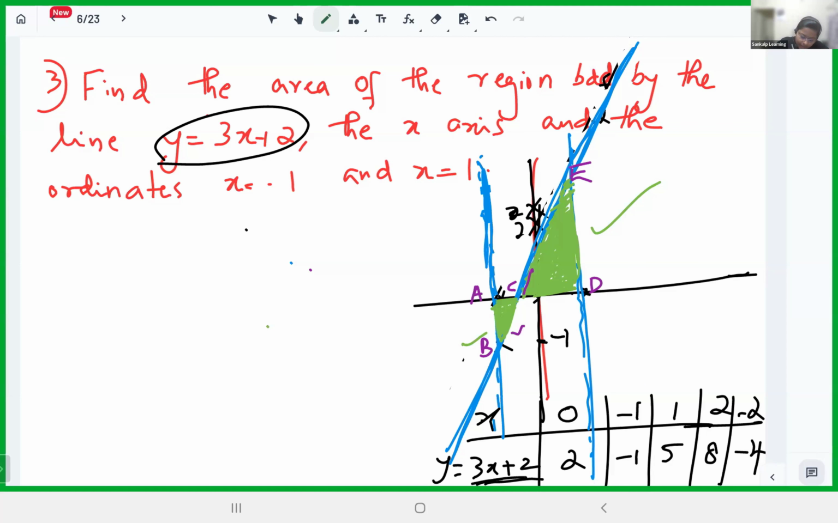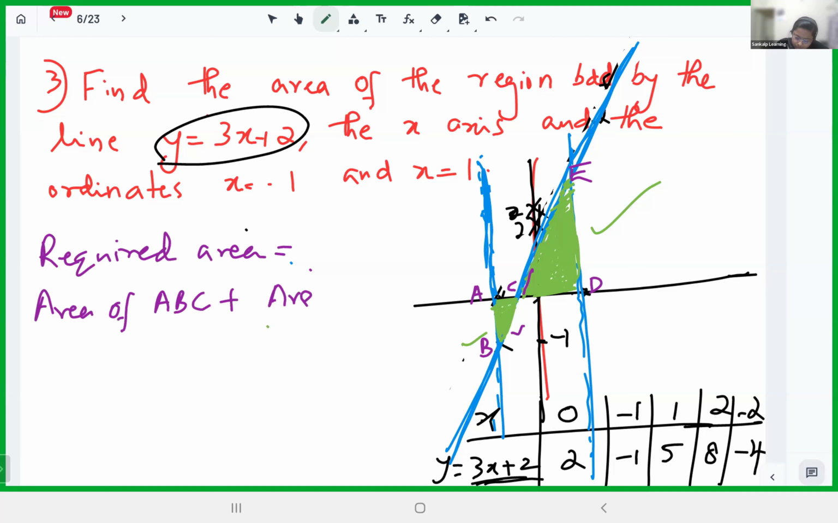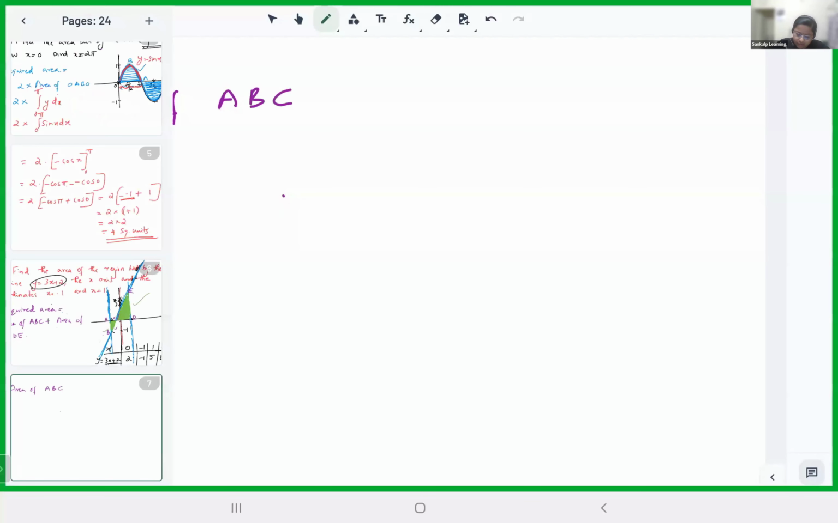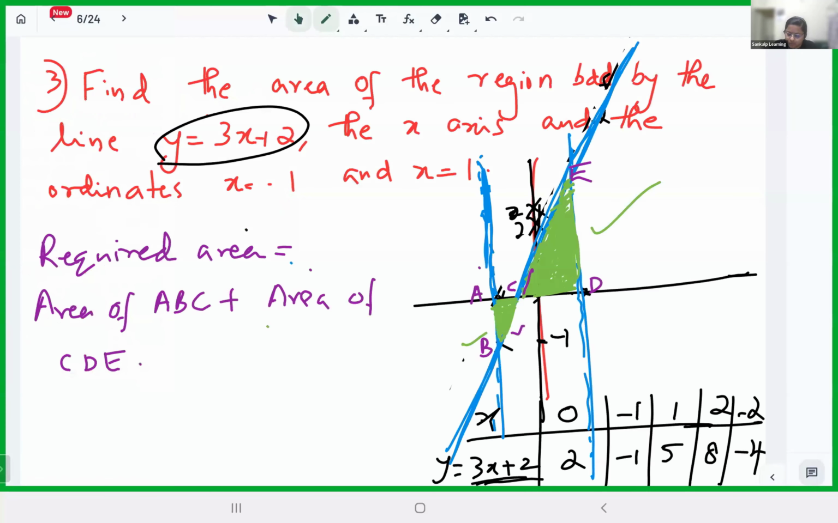So what is the required area? The required area is equal to the area of region ABC plus the area of CDE. First, we can find the area of region ABC. So let's see the graph. This is the graph, and this is the portion ABC.